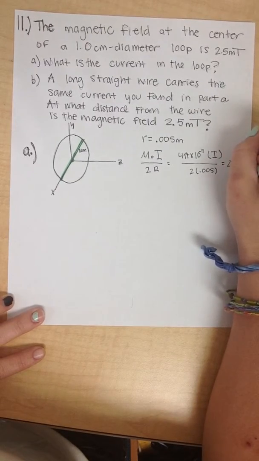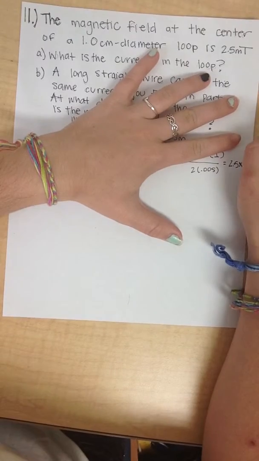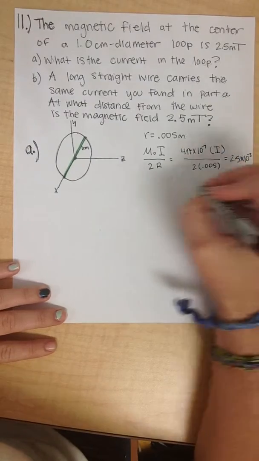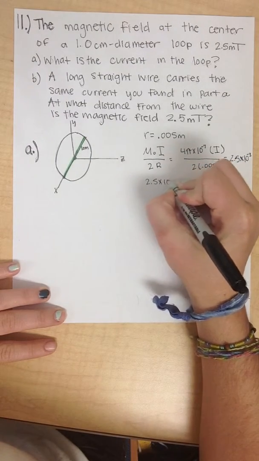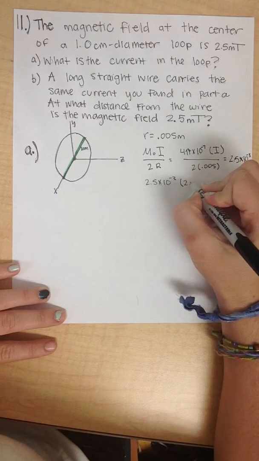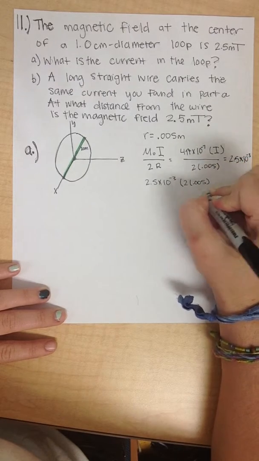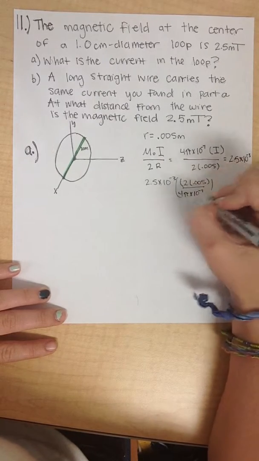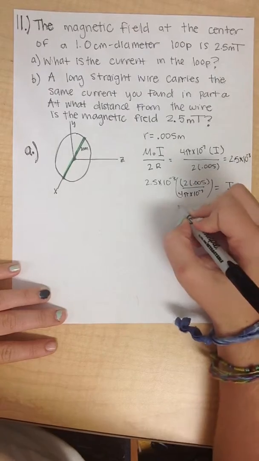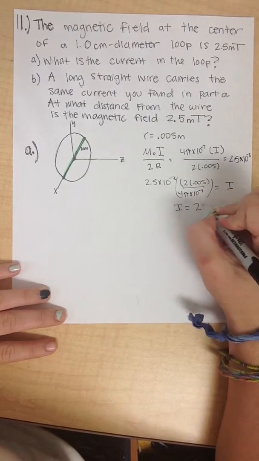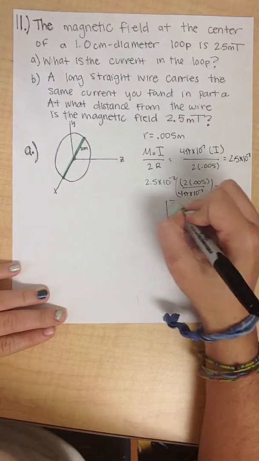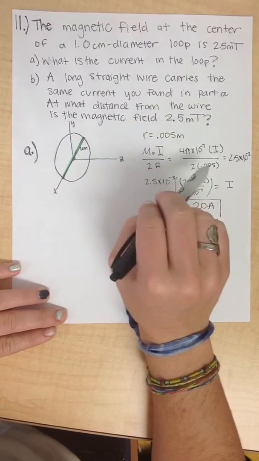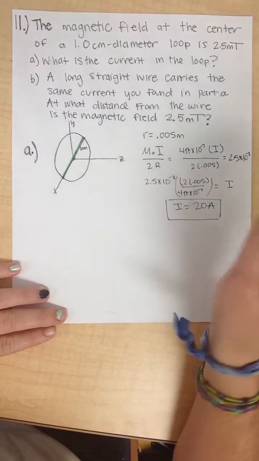So 2.5 times 10 to the negative 3rd. So if we solve this out, it'll end up being 2.5 times 10 to the negative 3rd times 2 times 0.005 over 4 pi times 10 to the negative 7th. And this will ultimately give us our current, which will then be 20 amps. So now, with this current, we need to find a long straight wire with the same current and the same magnetic field, and we want to find the distance.